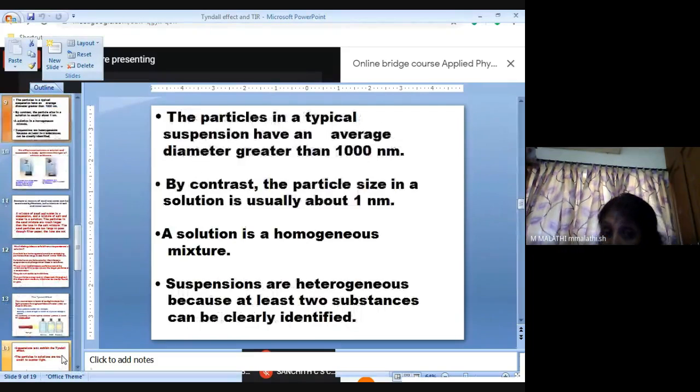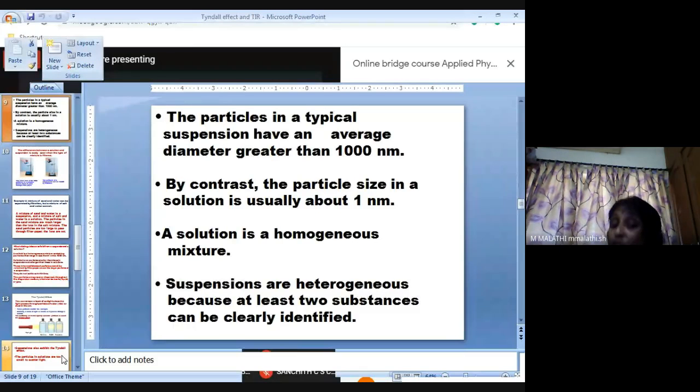The particles in a suspension have an average diameter greater than 1000 nanometers. Nanometer means 10 to the power of minus 9 meter. A micrometer, 10 to the power of minus 6 meter, is about the thickness of a hair. A nanometer is much smaller than a hair's thickness. By contrast, the particle size in a solution is still smaller, about 1 nanometer.